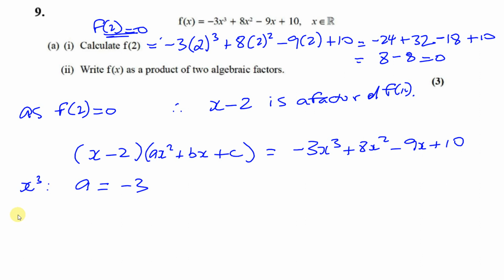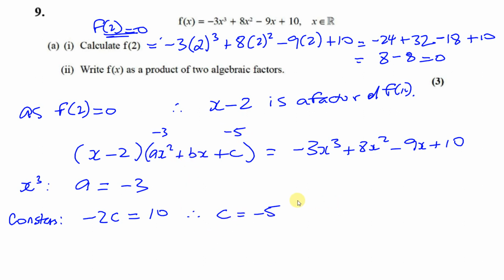Okay, and the next thing that's easy to look at is the constants. Because there's only one way of getting a constant on this side, which is minus 2 times c. So you can say minus 2c is a constant on this side, and there's only one constant on that side, which is 10. So we can say therefore c is going to be 10 divided by minus 2, which is minus 5. So we now know that this is minus 3 and this is minus 5. Now we're left to find b.